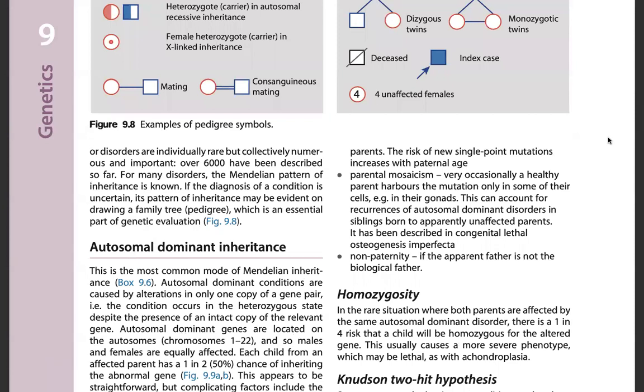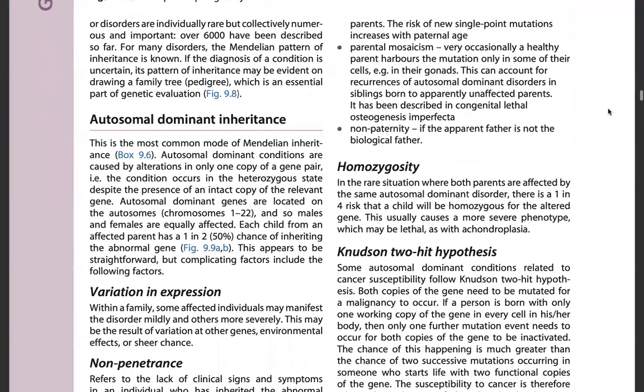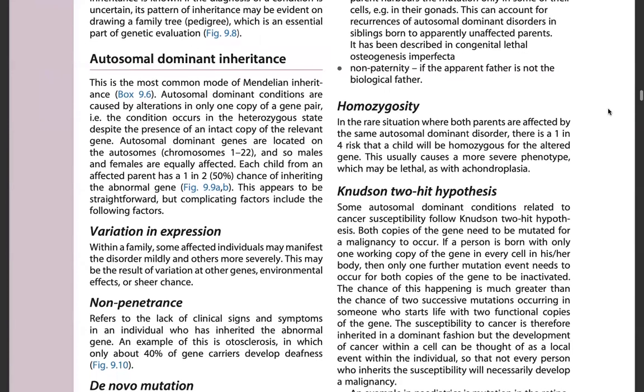Parental mosaicism: very occasionally a healthy parent harbors the mutation only in some of their cells, for example, in their gonads. This can account for recurrences of an autosomal dominant disorder in siblings born to apparently unaffected parents. It has been described in congenital lethal osteogenesis imperfecta. Non-paternity: the apparent father is not the biological father. Homozygosity: in the rare situation where both parents are affected by the same autosomal dominant disorder, there is a 1 in 4 risk that a child will be homozygous for the altered gene. This usually causes a more severe phenotype, which may be lethal, as with achondroplasia.